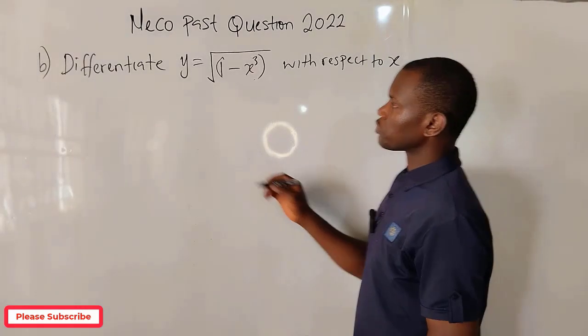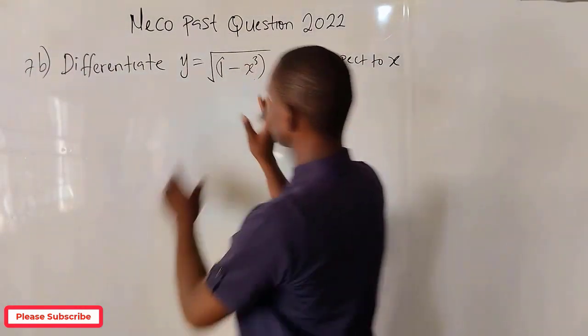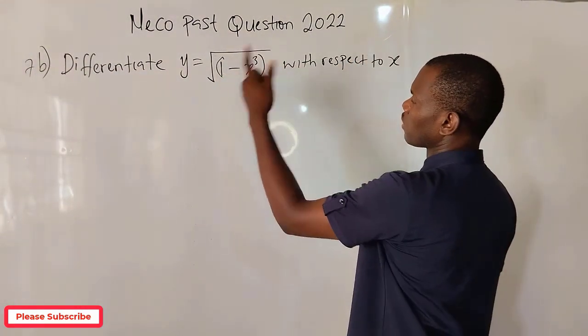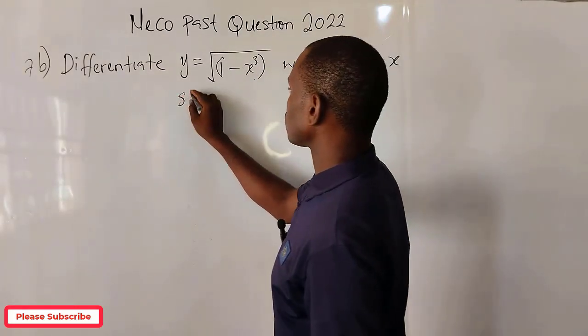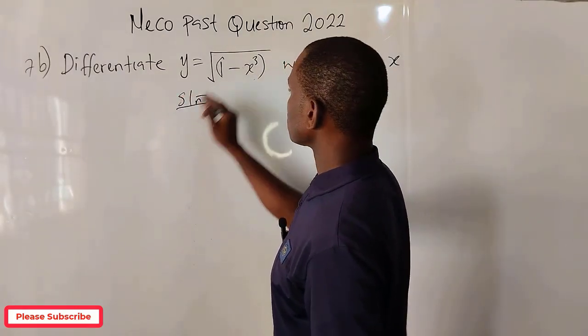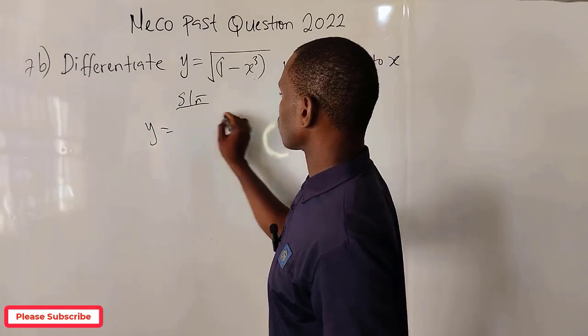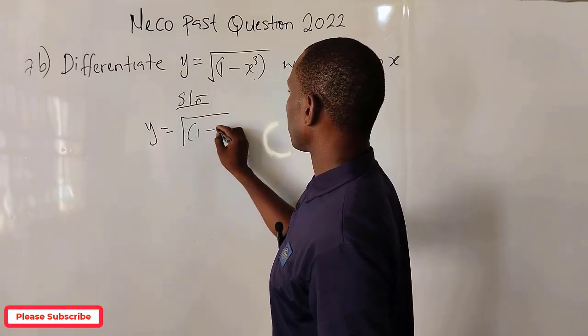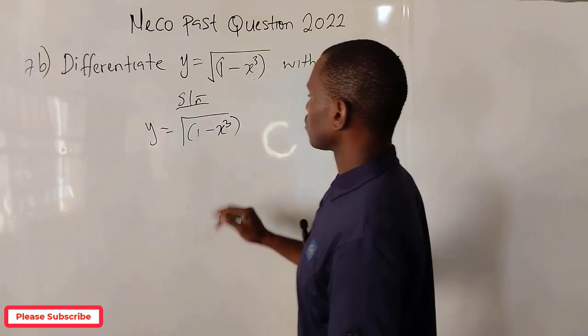This is question number 7b. Differentiate square root of 1 minus x cubed. So let's solve. I have y to be equal to square root of 1 minus x cubed.